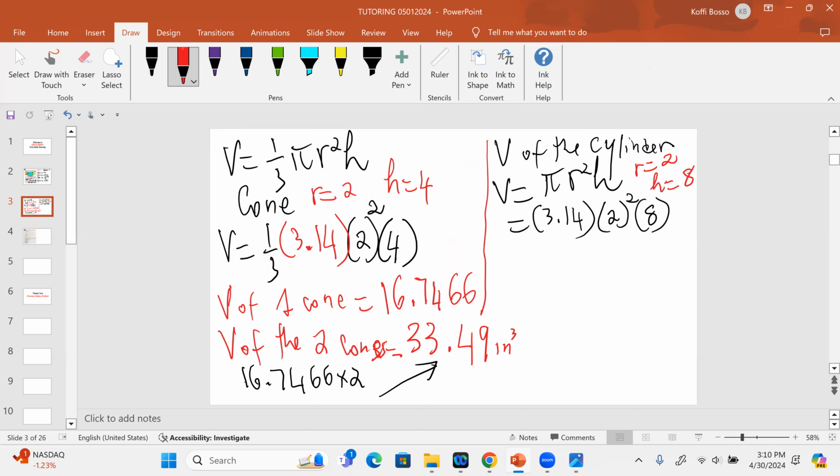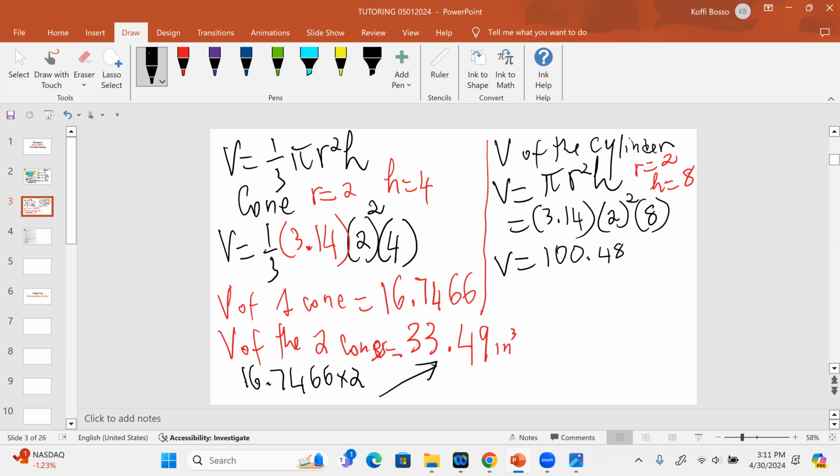Okay, so we're going to find this using a calculator again. Let me calculate it a little bit. We take 3.14, we multiply by 4, we multiply by 8. It gives me 148. Yes, the same, 148.